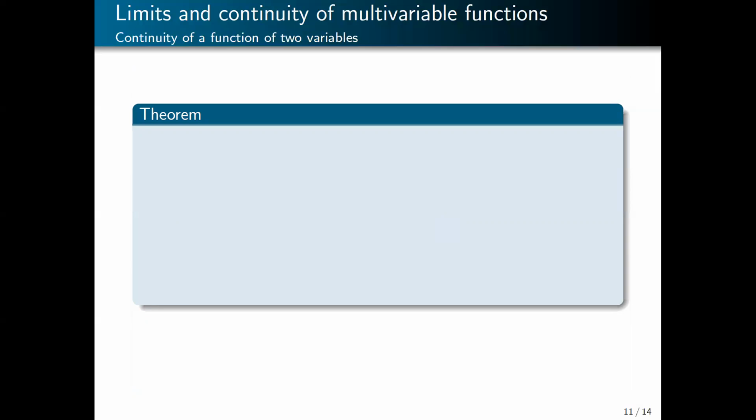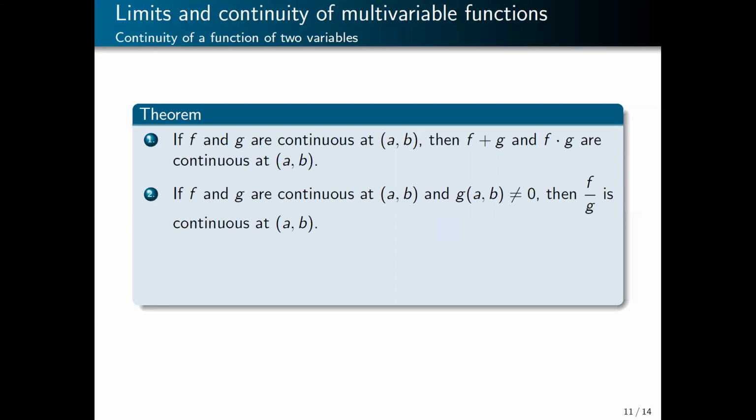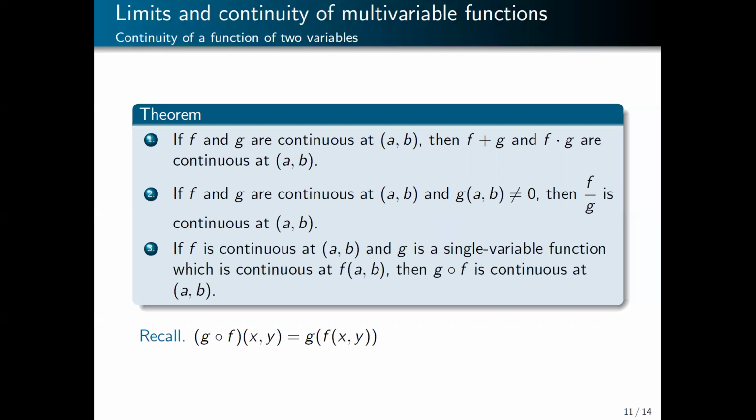We now give some results that are useful for determining the continuity of functions which are obtained from other functions that are known to be continuous. If f and g are functions which are known to be continuous at the point (a,b), then their sum f plus g is continuous at (a,b). If f and g are continuous at (a,b) and g(a,b) is non-zero, then the quotient f over g is continuous at (a,b). If f is a function of two variables which is continuous at the point (a,b), and if g is a single variable function which is continuous at the number f(a,b), then the composite function g of f is continuous at (a,b).